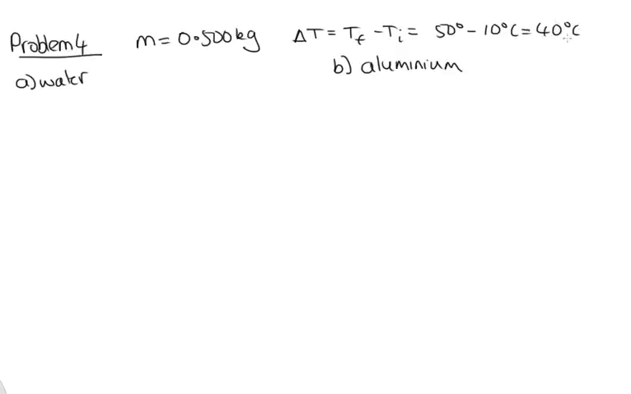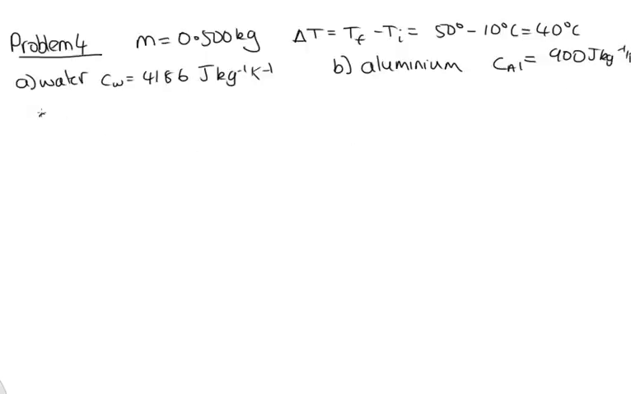of 40 degrees C. And we know that for water, CW is equal to 4186, and for aluminium, the specific heat of aluminium is equal to 900. And the units for this are joules per kilogram per Kelvin.